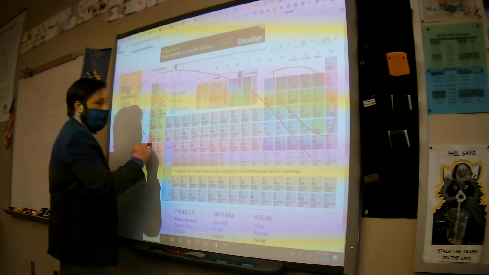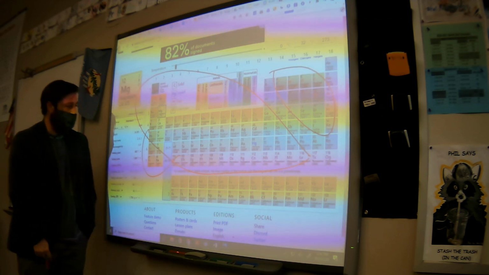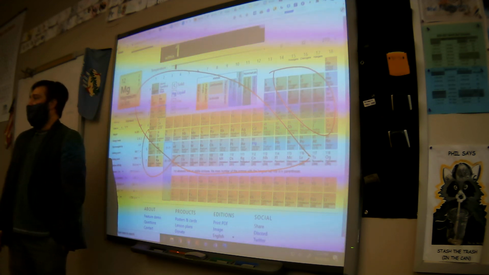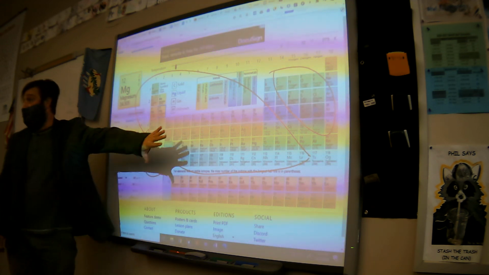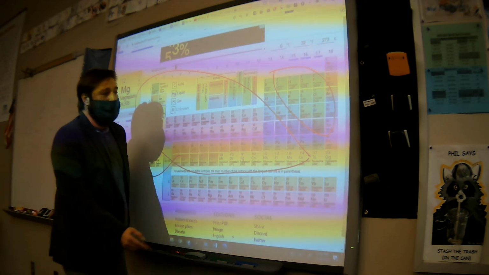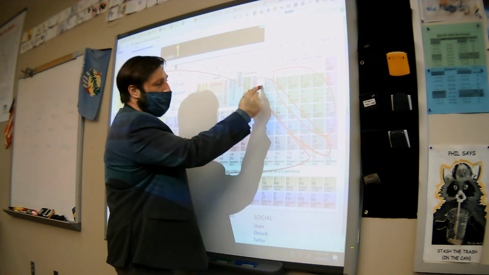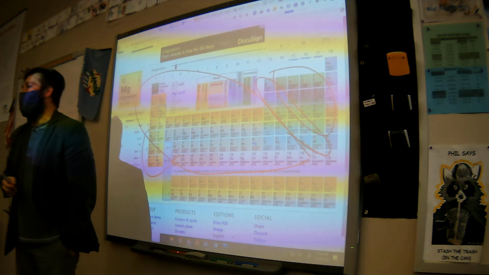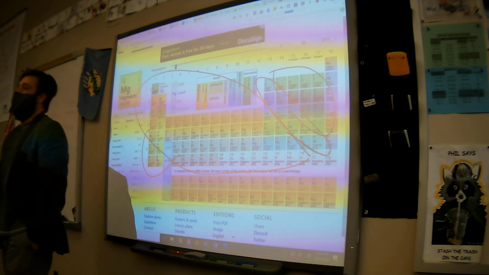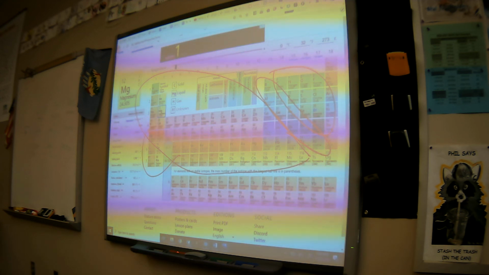These guys, including that, are metals. Everything over here is a metal. Okay? So these things, the kind of teal right in there, are metalloids. Metalloids, which means they're kind of like a metal, kind of not a metal, a little bit in between.